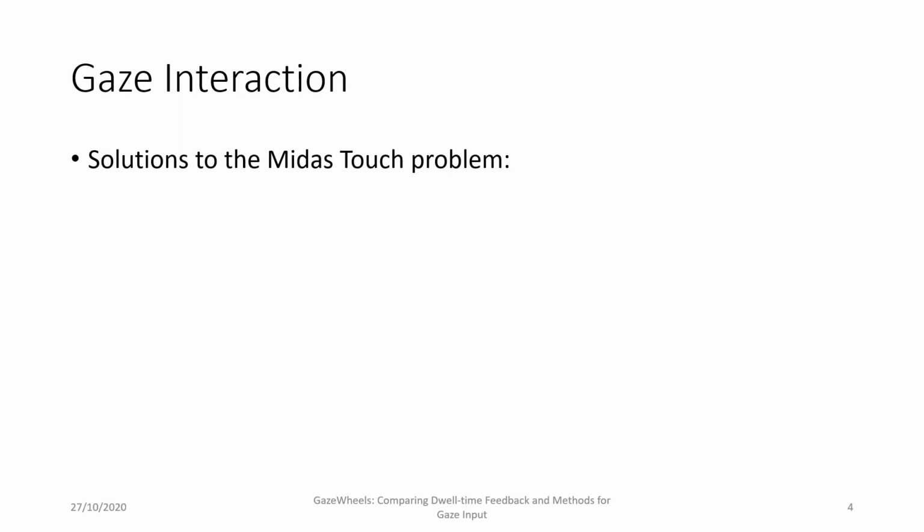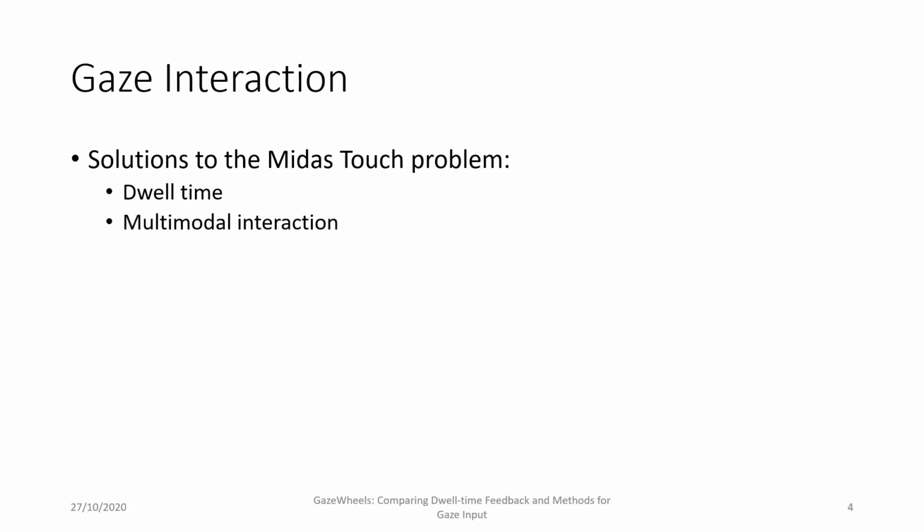There have been solutions proposed to the Midas touch problem. The first of which, or the earliest ones by Rob Jacob, was actually dwell time. Dwell time refers to the idea of selecting a button, for example, only after you've gazed at it for a few hundred milliseconds, so for example, for half a second. This way the system is able to distinguish whether you're just perceiving the target or if you actually want to select it, depending on how long you look at it.